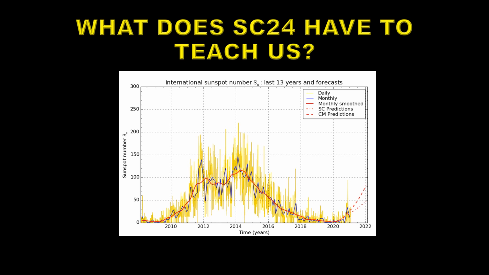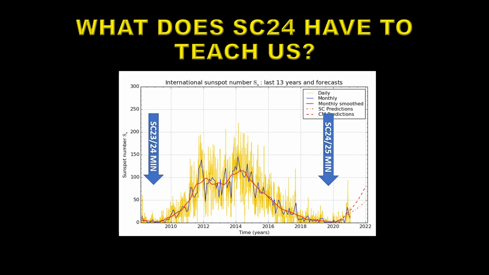What I'm plotting here is the sunspot number as a function of time. Yellow is the daily number, which varies a great deal, as you can see. The monthly average sunspot number is blue. And then we have something called the smoothed sunspot number, where you take the monthly averages and smooth them by a 13-month boxcar. So you get a nice smooth curve, so you can determine where the peaks are and where the valleys are, where the minima and maxima are.